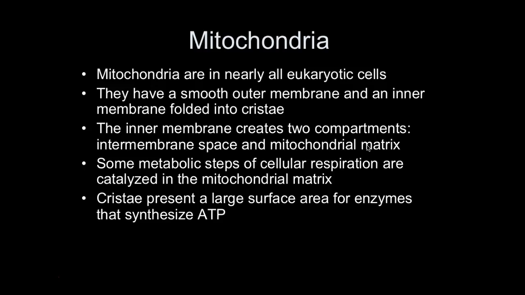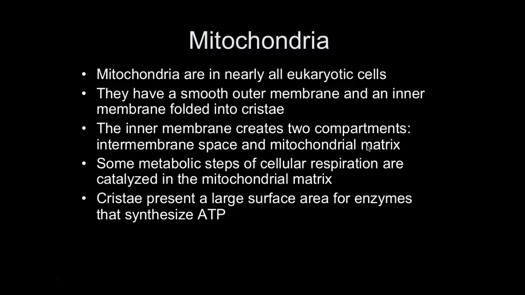So mitochondria themselves are found in nearly all eukaryotic cells. They have a smooth outer membrane and an inner membrane that is folded to form structures called cristae. The inner membrane creates two compartments with the folds. You have the intermembrane space, found between the inner and outer membrane, and the area called the mitochondrial matrix, which is inside, within the inner membrane.